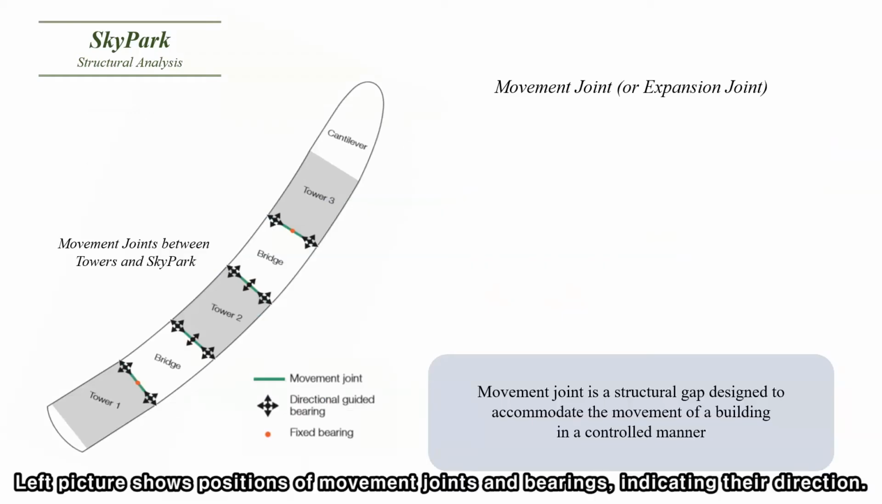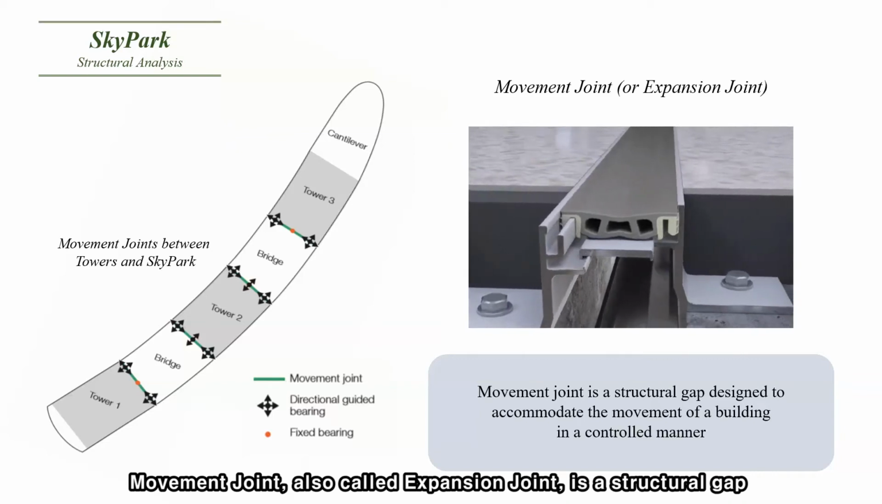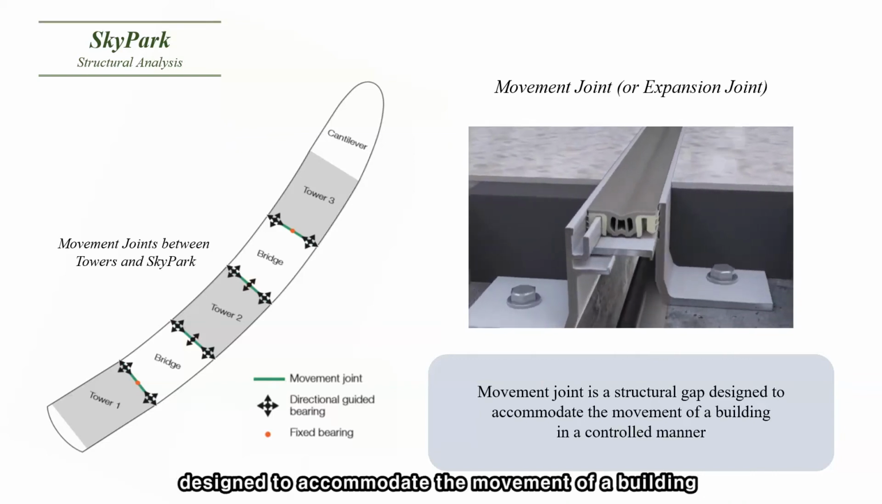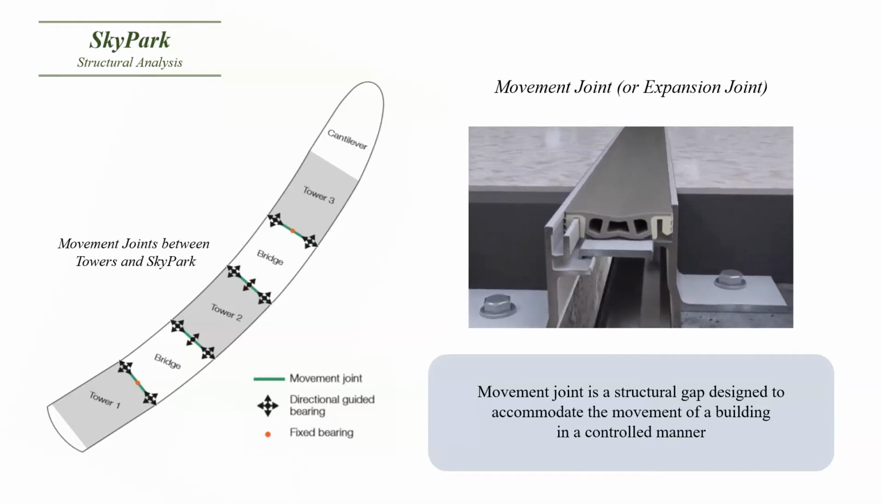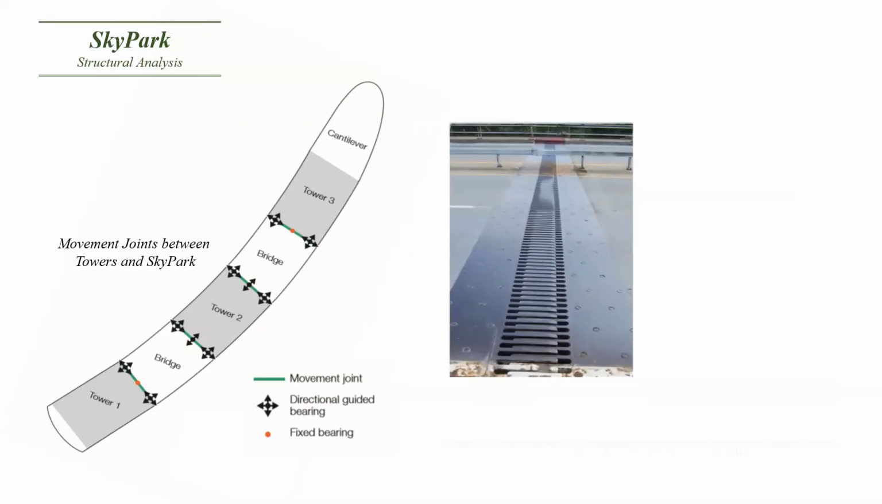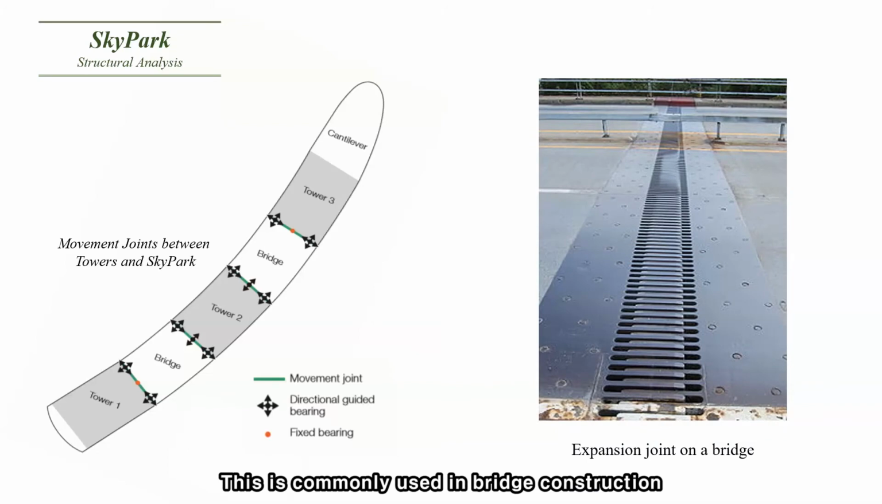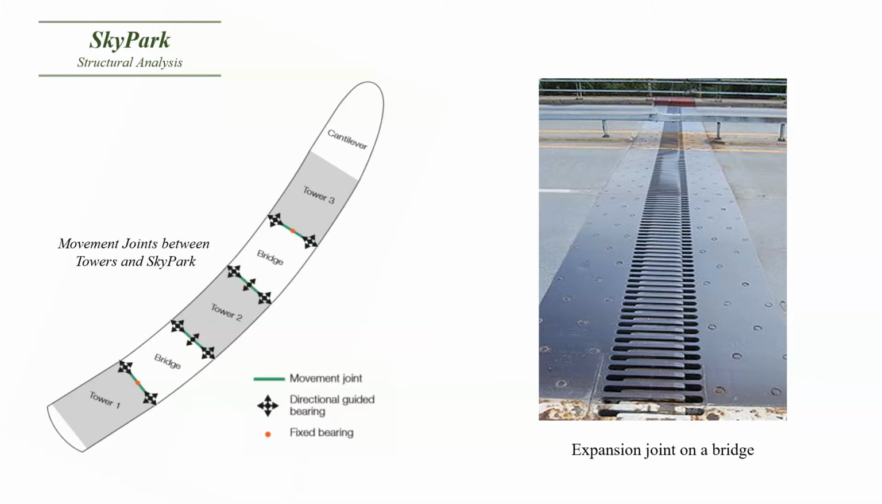The left picture shows positions of movement joints and bearings indicating their direction. A movement joint, also called an expansion joint, is a structural gap designed to accommodate the movement of a building in a controlled manner, preventing damage. This is commonly used in bridge construction. Movement joints of Marina Bay Sands Sky Park are inspired by bridge engineering technology.